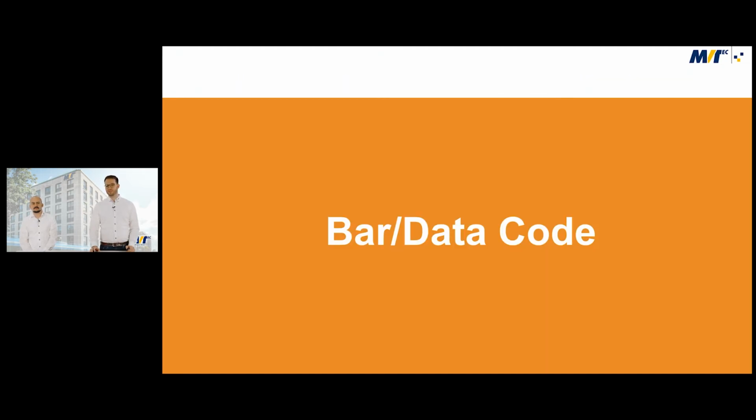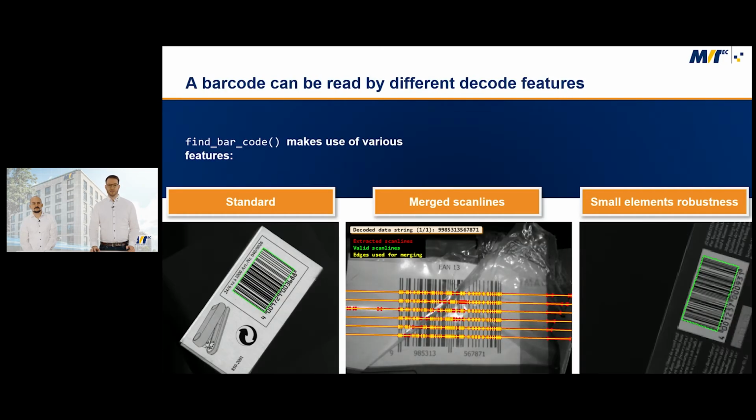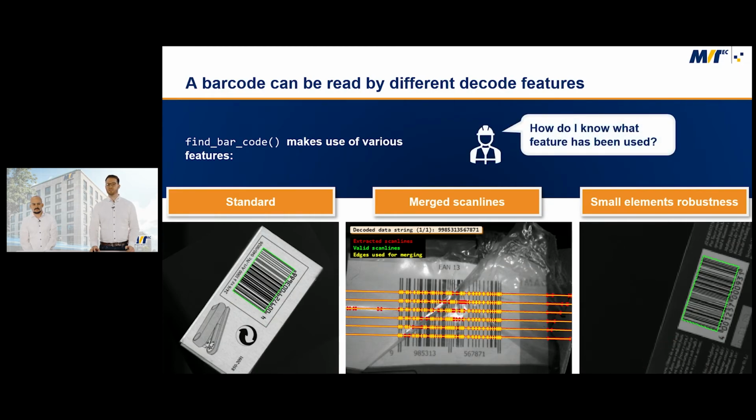Then we have improvements for bar and data code. So you know this, find barcode makes use of various features, so it can be read by different decode features. So the standard decoding, or then you have merged scan lines, small element robustness, and so on. And sometimes it was necessary to know with which feature your barcode was actually read.